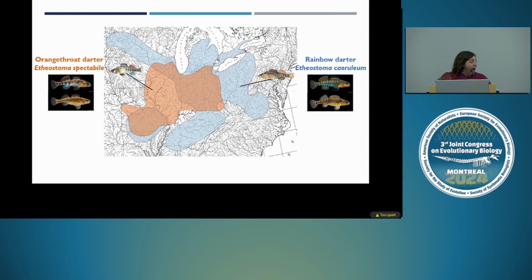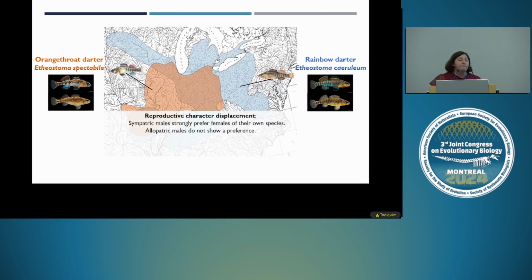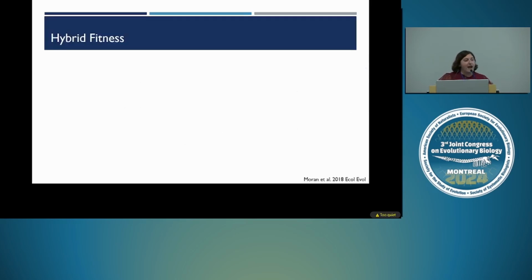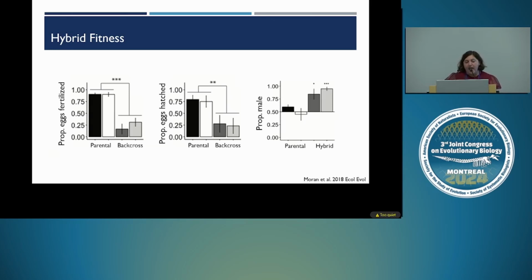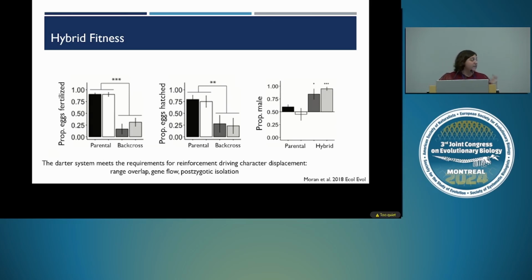What my postdoc advisor has shown is that where the orange throat darter and rainbow darter co-occur, we have reproductive character displacement, because sympatric males strongly prefer females of the same species, whereas allopatric males do not show a preference. But is this also an example of reinforcement? Looking at hybrid fitness, we see that when hybrids are back-crossed to the parental species, they experience a lower proportion of eggs fertilized and hatching, and hybrid crosses are disproportionately male despite having the same clutch sizes.